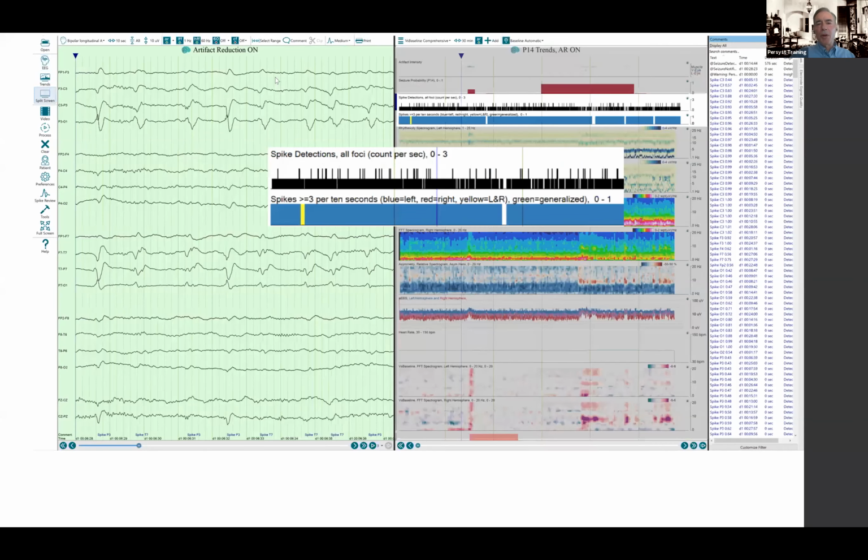And we talked about this a bit in part one. This EEG page is displayed at a point where the spike rate is about 1 per second. I've just zoomed in on the trend to enlarge this part, and spike detections all count. So this is the spike rate here. If we're a third of the way up, it's up to 1 per second, two thirds of the way up is up to 2 per second, and all the way up is 3 per second or greater. So we have an indication of rate, and we're clicking at a point where that rate is a little bit lower. We're also seeing that there's greater than 3 per 10 second page, and it's indicating that these are on the left because it's rendered in blue.